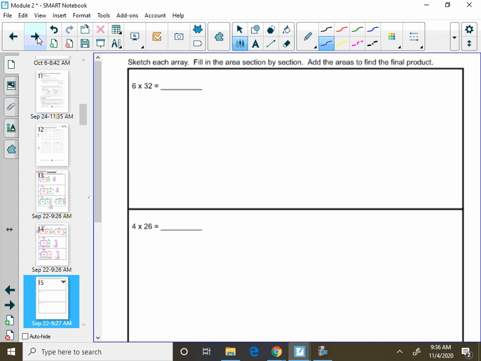All right, third page, 6 times 32. Who's going to leave the 30 as a 30? Who's going to make it a 10, a 10, and a 10? I'm going to show it one way, but of course you could break up 32 into a 10, a 10, a 10, and a 2 if you want. I'm going to show it like this. In some ways it's easier, yep.